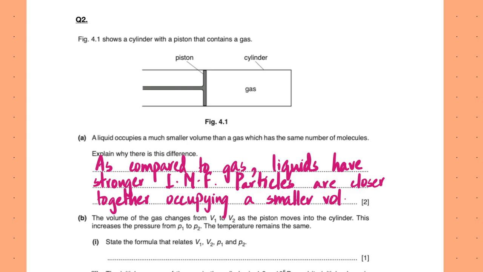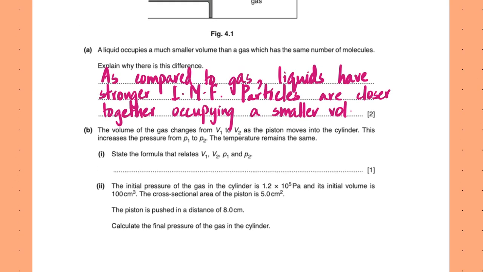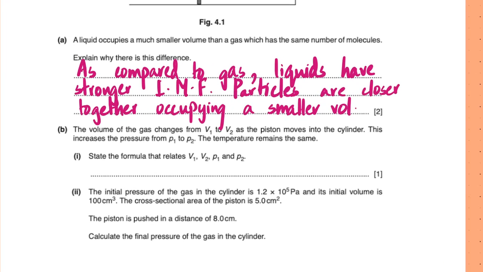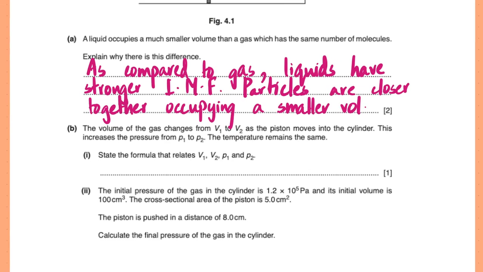The volume of the gas changes from V1 to V2 as the piston moves into the cylinder. This increases the pressure from P1 to P2. The temperature remains the same. State the formula that relates V1, V2, P1, P2. So P1 is the old pressure, V1 is the old volume. So P1 V1 equals new pressure times new volume, so P1 V1 equals P2 V2.